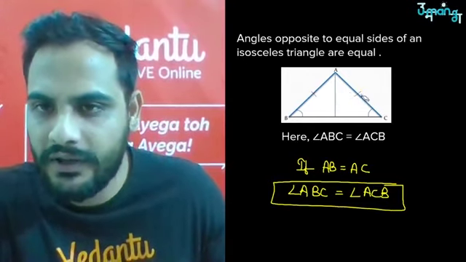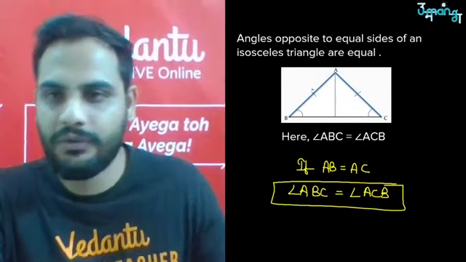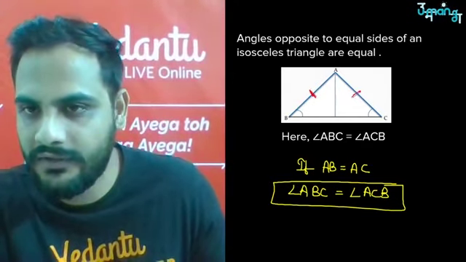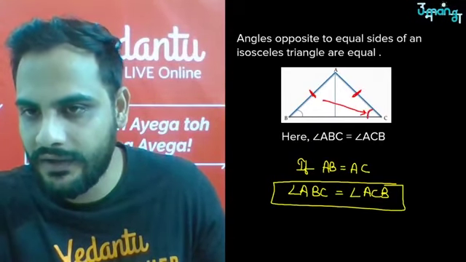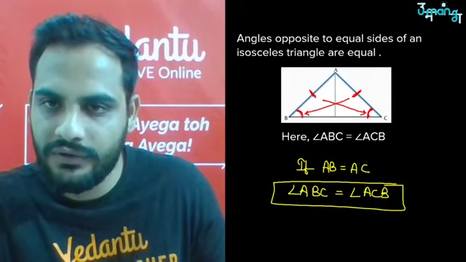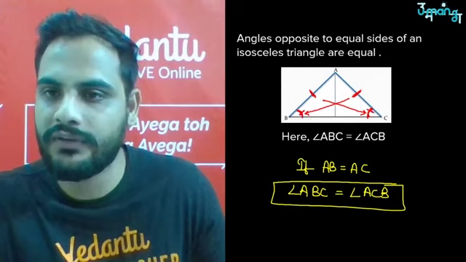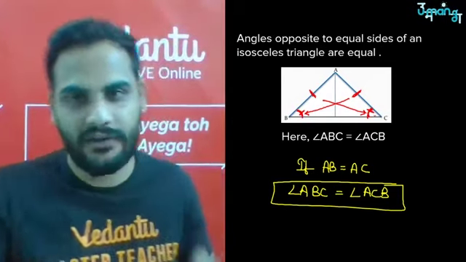AB and AC are your equal sides. Let's locate them. So AB is this, AC is this. Now opposite to AB, which angle do you see? This angle. And opposite to AC, which angle do you see? This angle. So these two angles will also be equal to each other. That is what I mean by the angles opposite to equal sides are also equal.